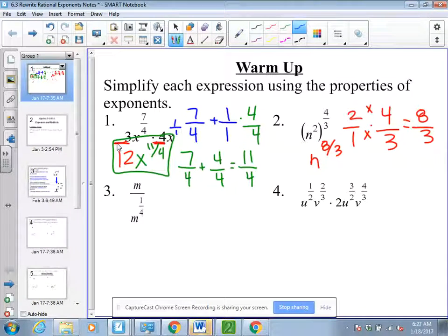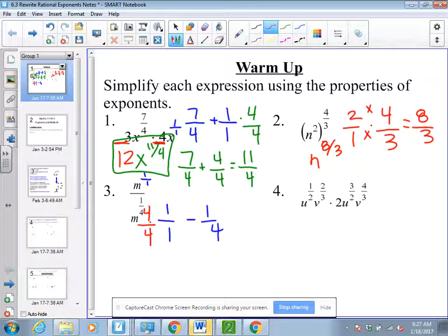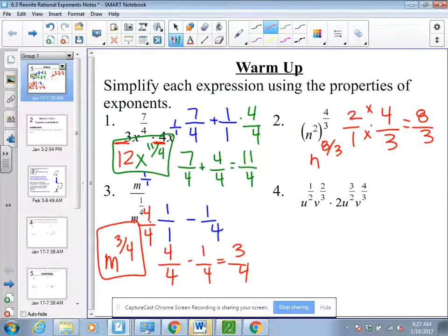With the quotient property, then I have 1 over 1. I'm going to subtract my exponents. So I'm going to take 1 over 1 minus 1 over 4. Gotta have a common denominator for subtraction. I'm going to multiply this 1 over 1 by 4 over 4. I get 3/4. So my answer, remember when you do quotient rule, your answer automatically goes to the numerator. M to the 3/4.